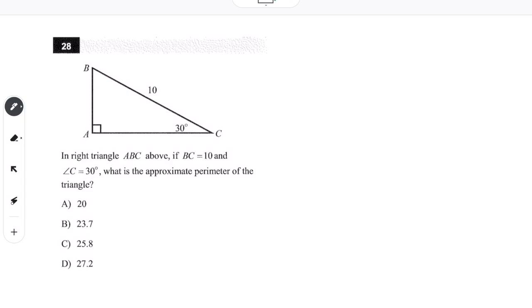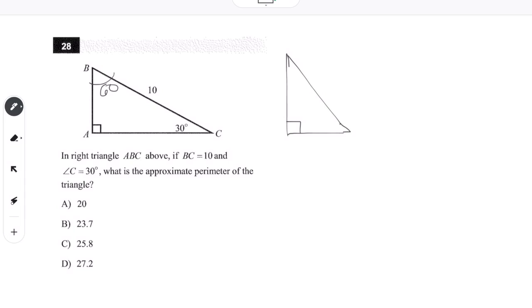I know this is a special right triangle because I see angle 90, angle 30, and so therefore we can deduce that this would be a 60. So you can look in your formula sheet at the beginning of the test and it will show you this special right triangle. You have to memorize or at least be familiar with the special right triangle to do this type of problem.